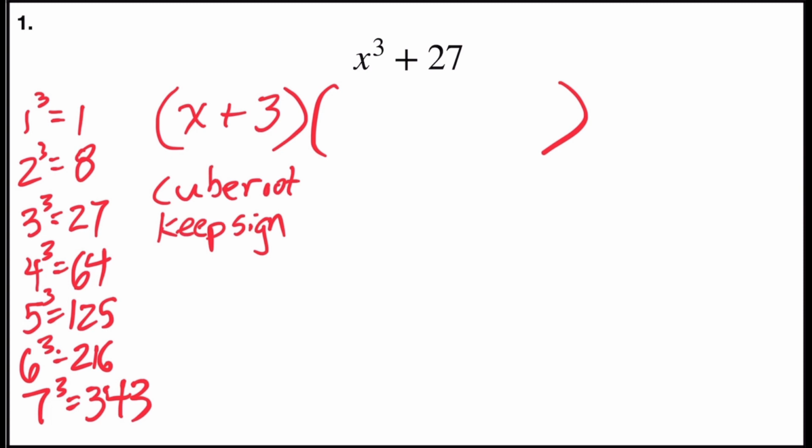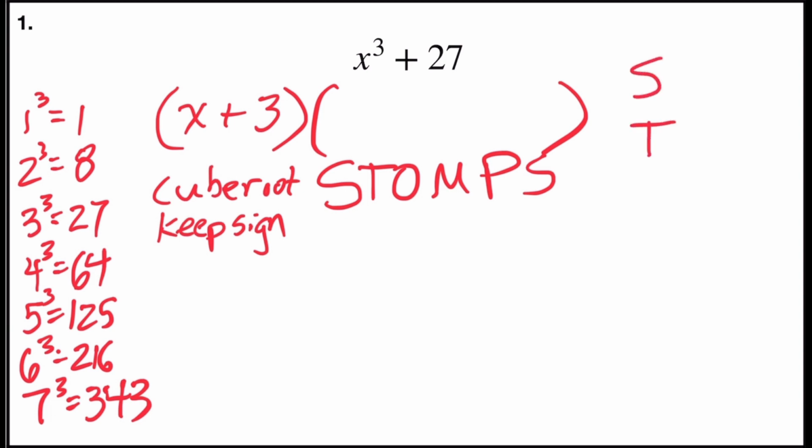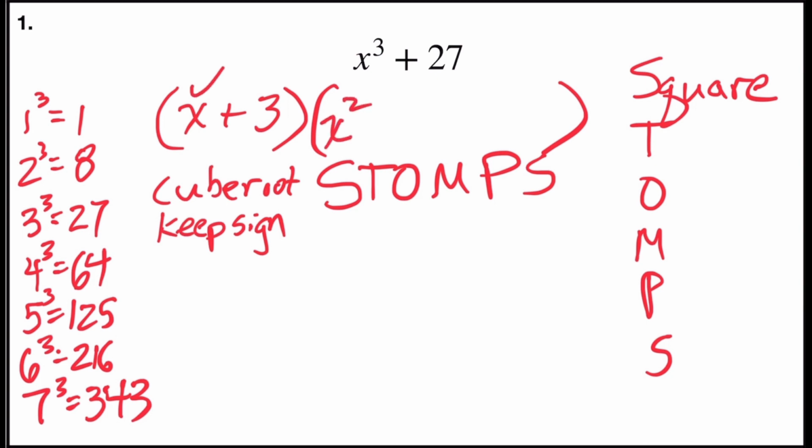Now for the trinomial. That gives some people some trouble. What do I have to do? The memory trick that I use is the word STOMPS, S-T-O-M-P-S. Each of those letters stands for a specific word that will help us know what to do in the problem. So the S stands for square. I'm going to square the x from the binomial, and that will give me x squared.